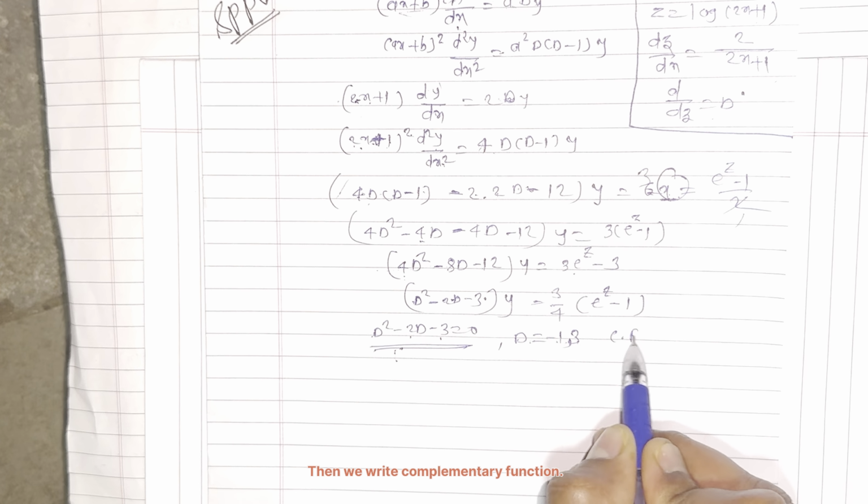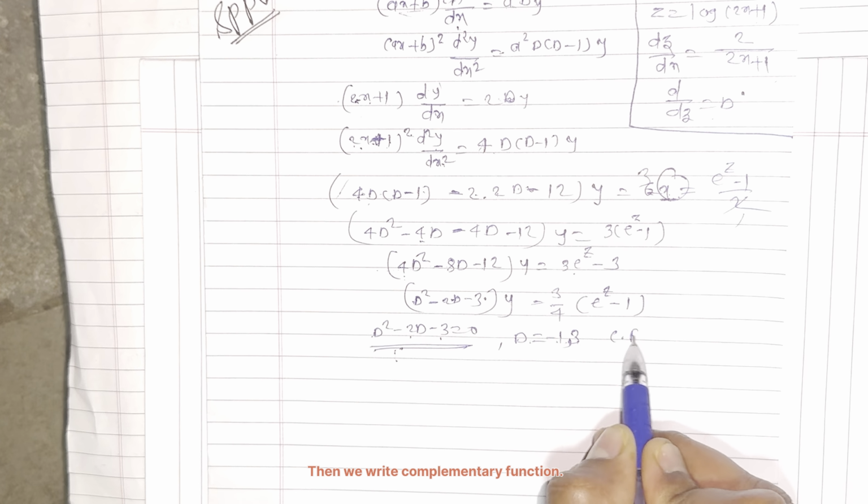Replace D with 1 here, so 3 by 4, 1 upon 1 minus 2 minus 3, which is minus 4, e raised to z. That means e raised to z by minus 4 we get here. Minus, replace D with 0 here, it goes to 0, that means 1 upon minus 3, e raised to 0 times z.